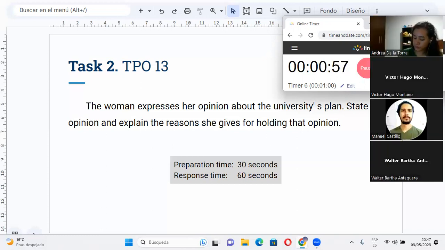Okay, the student in the conversation is against the idea of making a new stadium in the university. First of all, she explains that it's a waste of money. They can spend that money on other things like buying books or another thing that is more necessary than only a new stadium. In addition to that, she believes that... I couldn't listen to the second part because my internet gets low. Sorry.